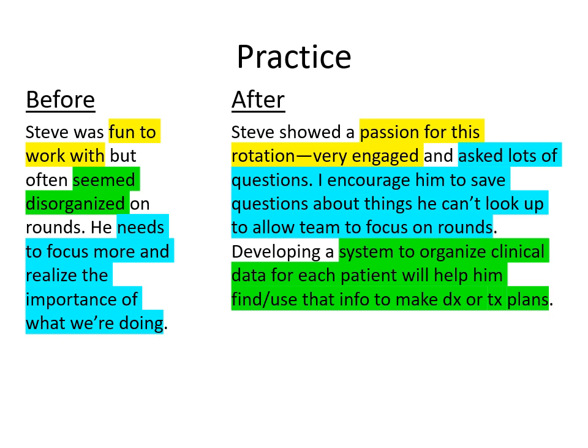Now let's practice. On the left, we see a comment that might be fairly typical about a student. Steve was fun to work with, but often seemed disorganized on rounds. He needs to focus more and realize the importance of what we're doing. How can we rephrase that comment to capture some of the same themes, but in a way that's more specific and growth-oriented?